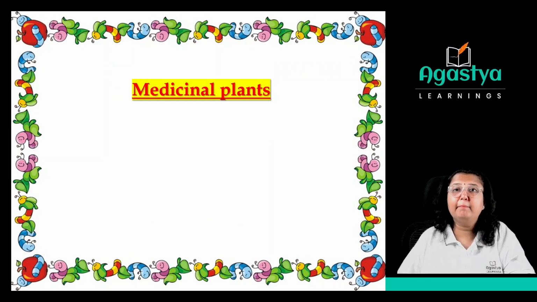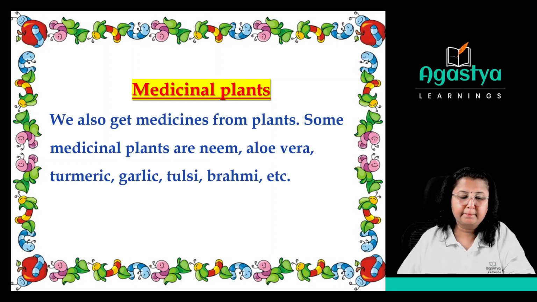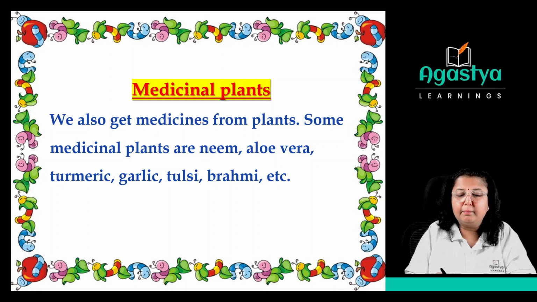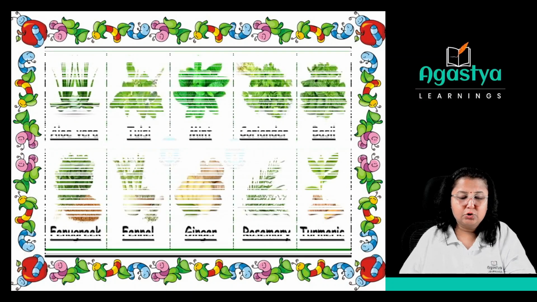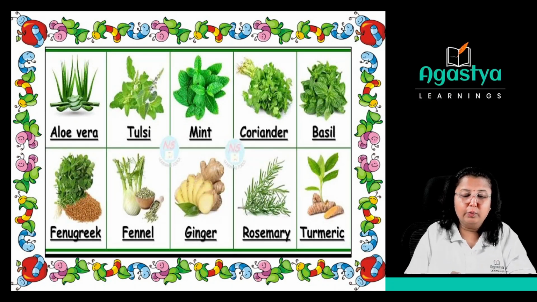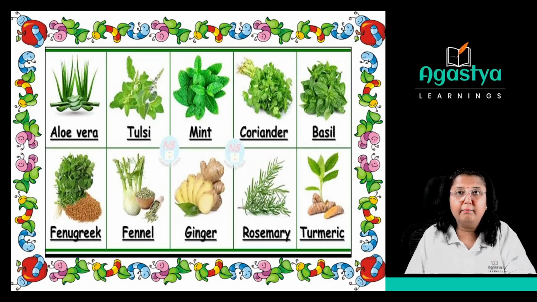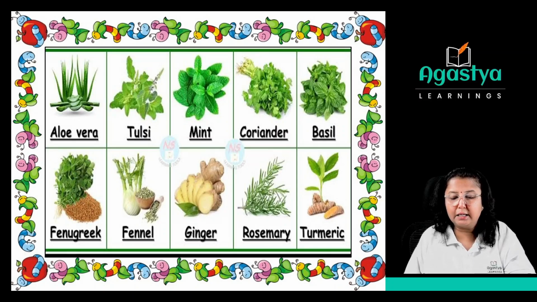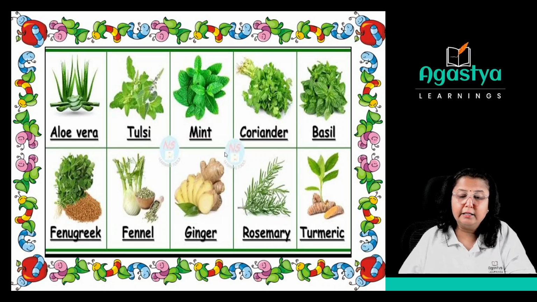Now let's see some medicinal plants, which provide us with medicine. We also get medicines from plants. Some medicinal plants are neem, aloe vera, turmeric, garlic, tulsi, brahmi, and many more. Here we can see aloe vera, tulsi, mint, coriander, basil leaves, fenugreek, fennel, ginger, rosemary, and turmeric. All these are included as medicinal plants.